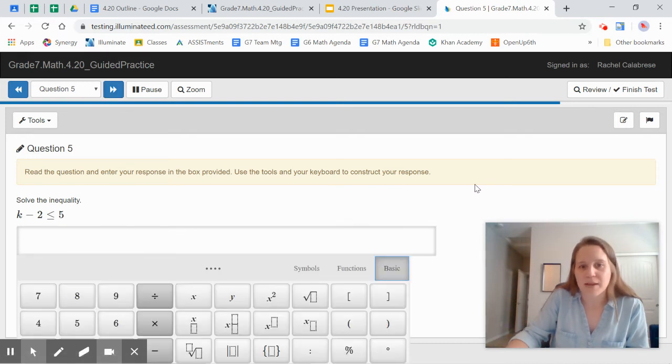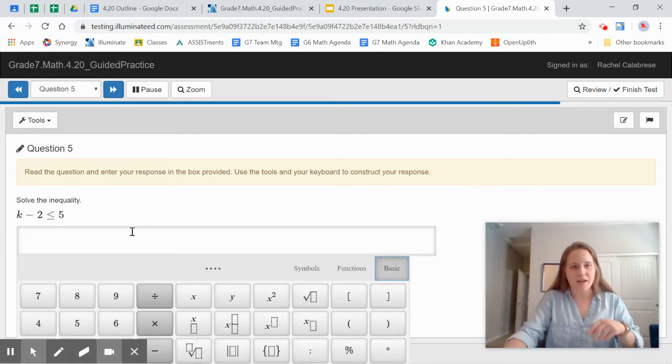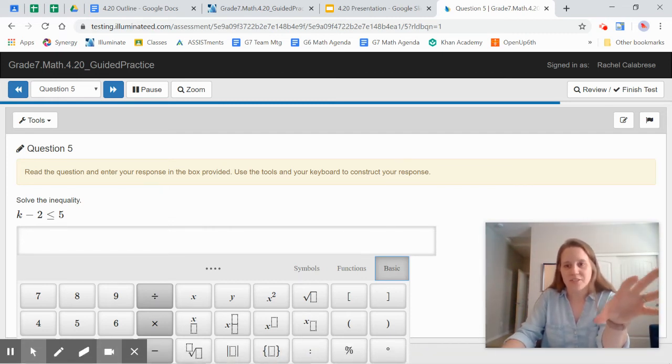Oh, actually, before I move on, I just want to show you. On your independent practice, you'll be typing in your answer like this. The inequality signs are in this keyboard, but on my screen, I can't see them. And so what I do is I have to zoom my screen out. So just zoom your screen out.